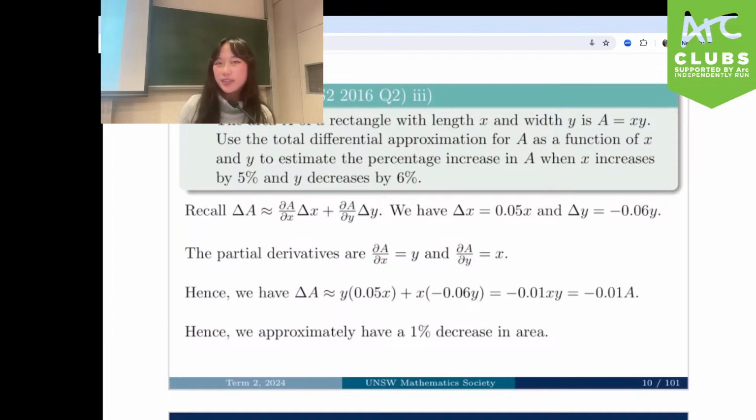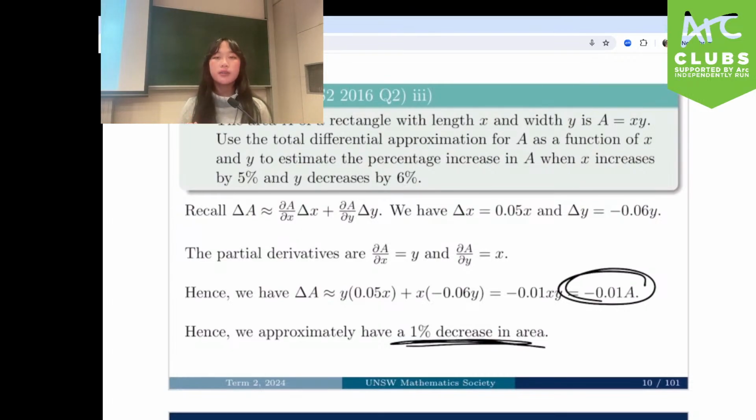So we've got approximately a 1% decrease in area, and we get that from here. So when we say 1% decrease, we mean a decrease which is 1% of the original value before that decrease, which is a.